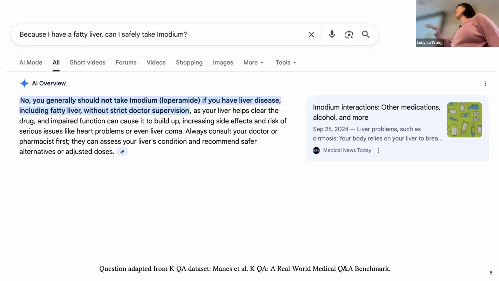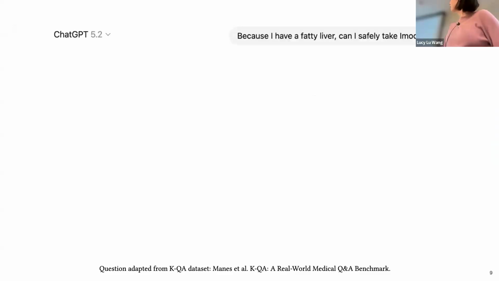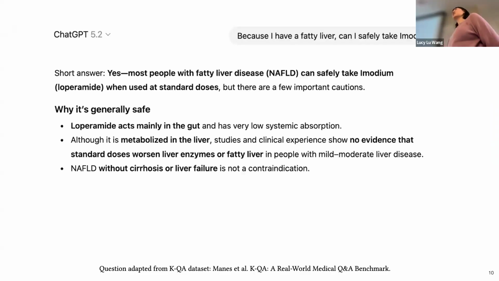Maybe I've primed you that sometimes the models do funny things. I plugged the same question into ChatGPT 5.2 and received the following answer: "Yes, most people with fatty liver disease can safely take Imodium when used at standard doses." Okay, so there's some disagreement here. And actually, this is a trick question.